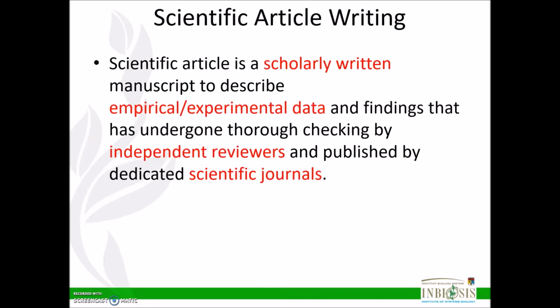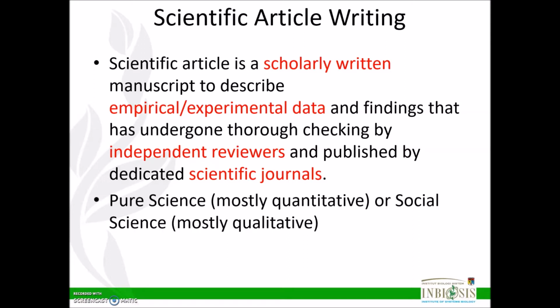A scientific article is a scholarly written manuscript to describe empirical and/or experimental data and findings that has undergone thorough checking by independent reviewers and published by dedicated scientific journals. So as you can see, any article needs to be evaluated by independent reviewers. That paper must contain some experimental data, and finally, after being reviewed, it needs to be published by scientific journals, and this is what we call a scientific article.